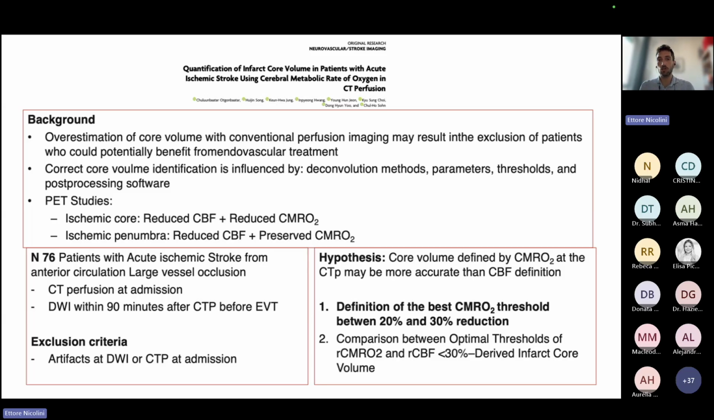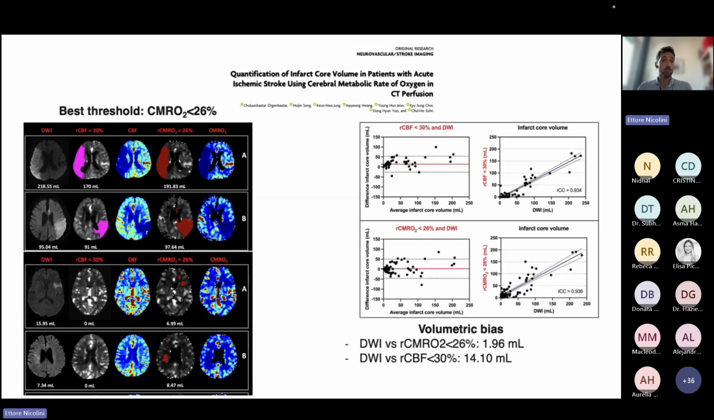The comparison was in 76 patients between the CT perfusion at admission and the DWI lesion performed within 90 minutes after the CTP and before any recanalization reperfusion therapy. So this is what they found. First, the best threshold of CMRO₂ was set at a relative CMRO₂ lower than 26%.